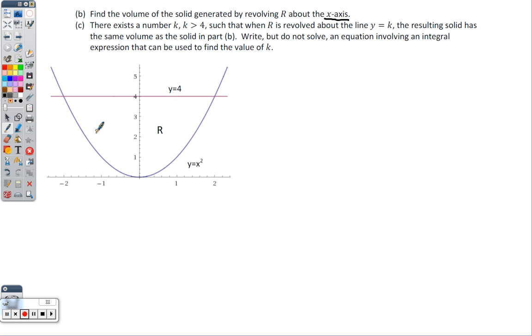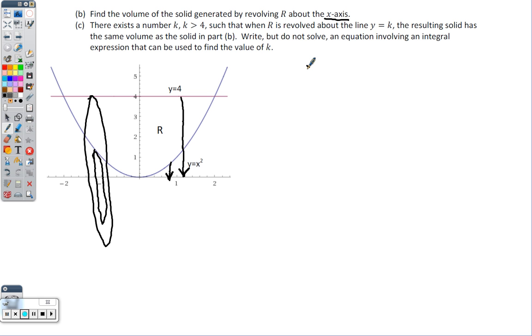If we use disks and washers, we notice that this is going to be a washer problem. We have two different functions. We can almost see it if we revolved it: we'd have one function there and another function here. So we have an outer radius and an inner radius. What does that mean? Our outer radius, that's the worst line I've ever drawn, right here is going to be our first problem, and then our inner radius here will be our second problem. Not so bad.